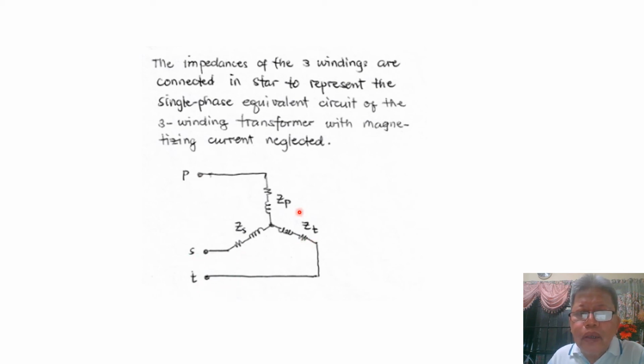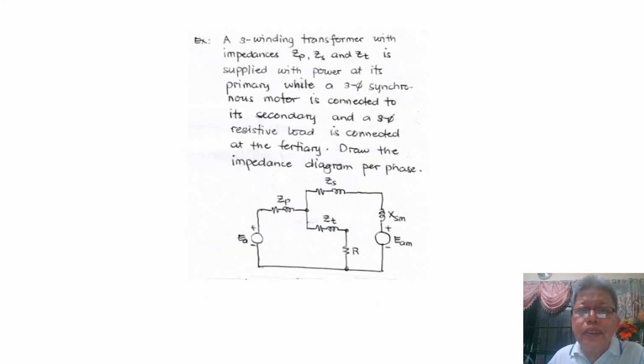with their corresponding impedances. Now we have here an example where we have a 3-winding transformer with impedances Z sub P, Z sub S, and Z sub T, which is supplied with power at its primary with a 3-phase synchronous motor connected to the secondary and a 3-phase resistive load connected to the tertiary. Now, if we have to draw the impedance diagram per phase, our circuit would look like this.